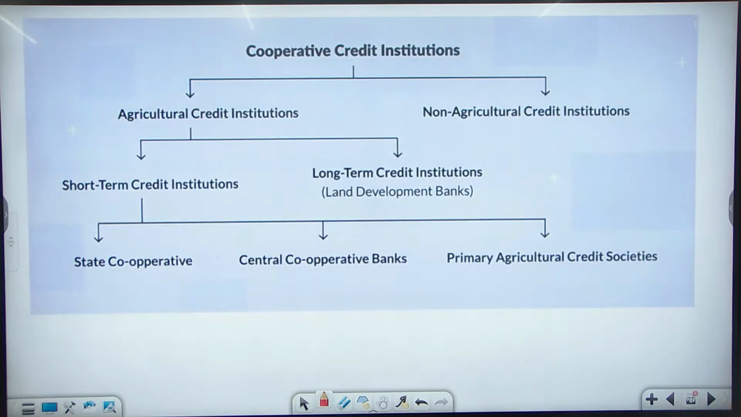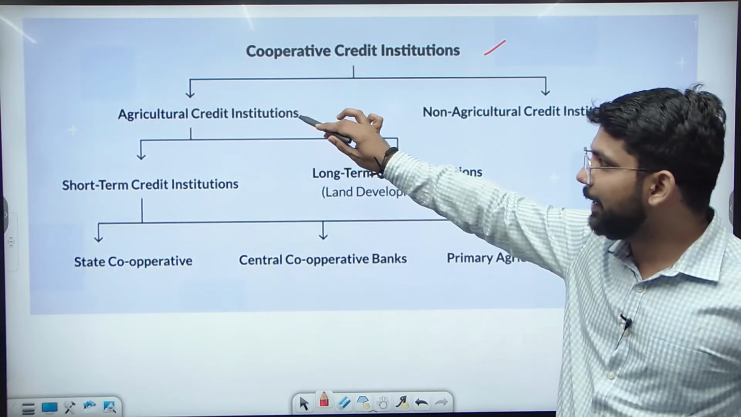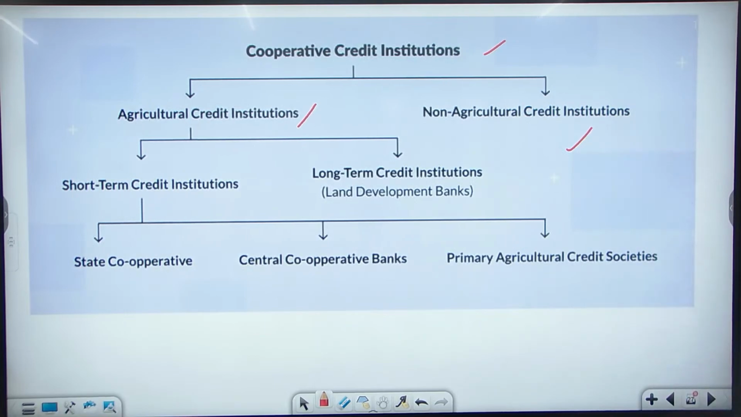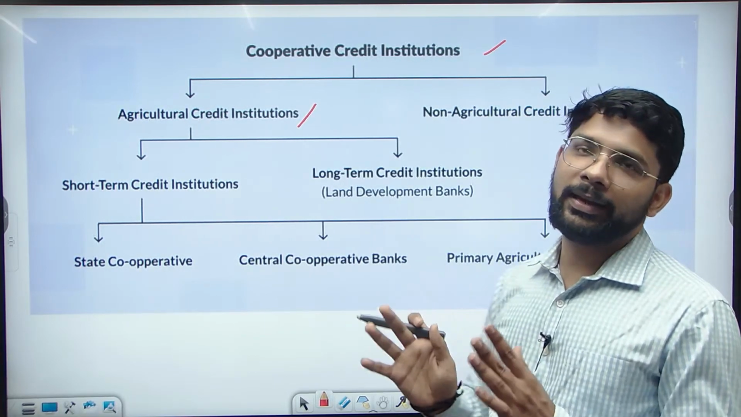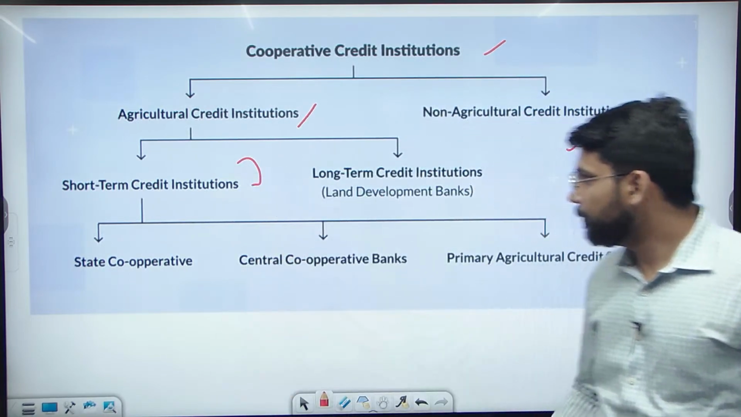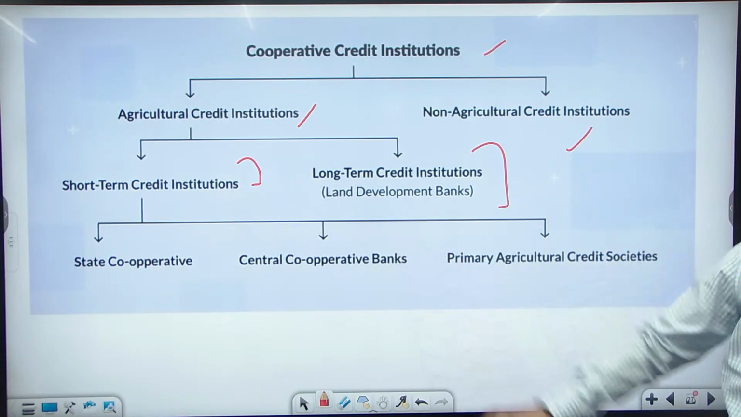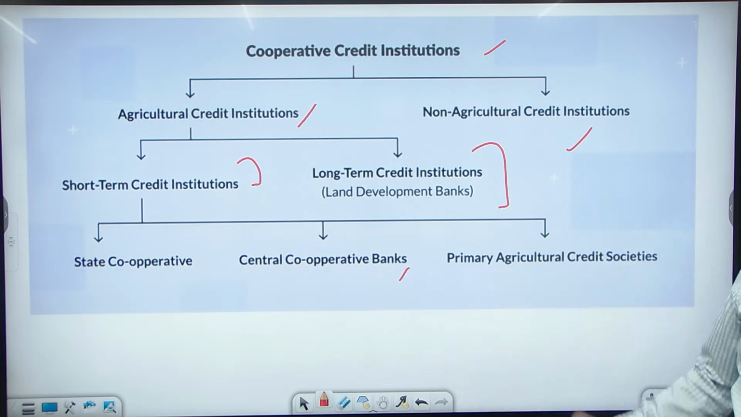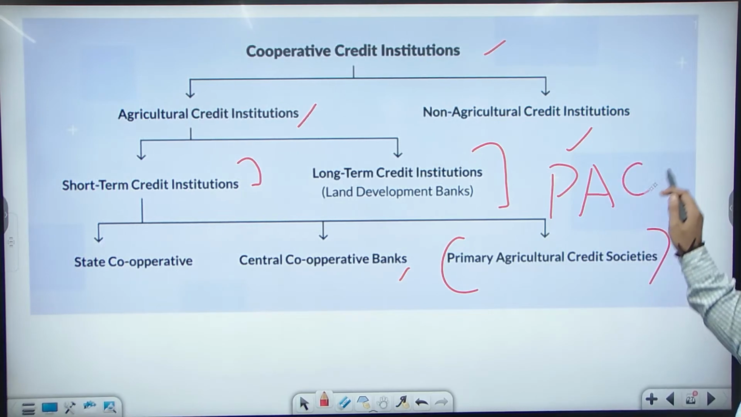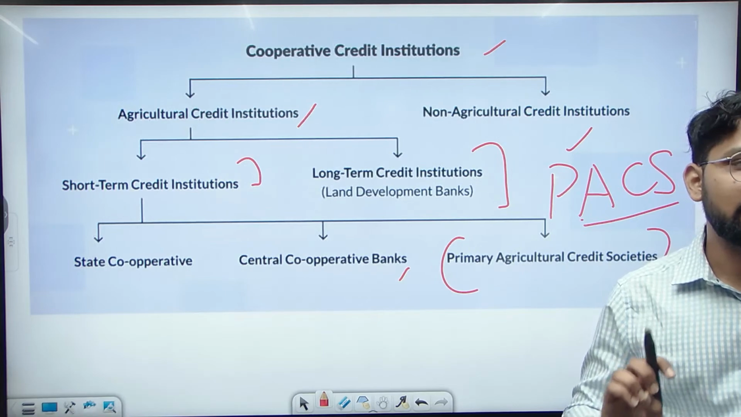So if we see the division, they are the cooperative credit institutions. They are divided on the basis of, one is the agriculture credit institution, second is the non-agriculture credit institution. Agriculture credit institutions specifically give loans to agriculture. One is the short term, another is the long term. In the short term, the state cooperatives, central cooperative banks, and the primary agriculture credit society, also known as PACs. This is an important topic for the prelims and the mains both.